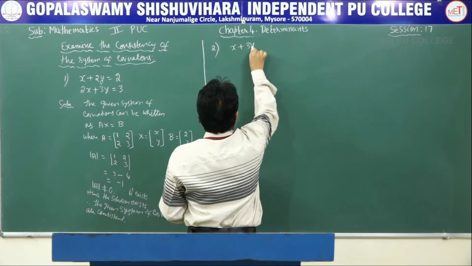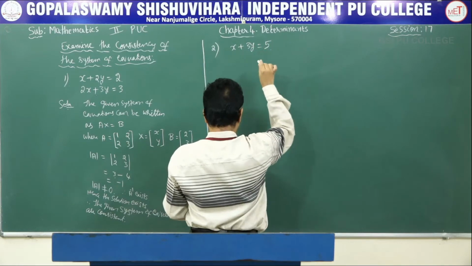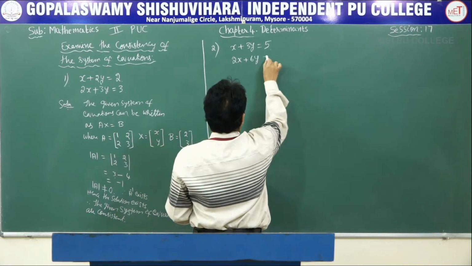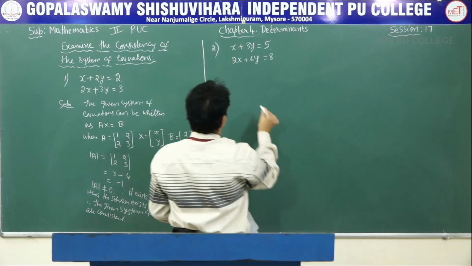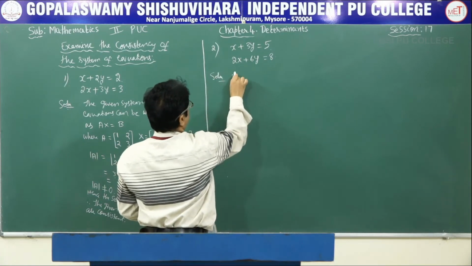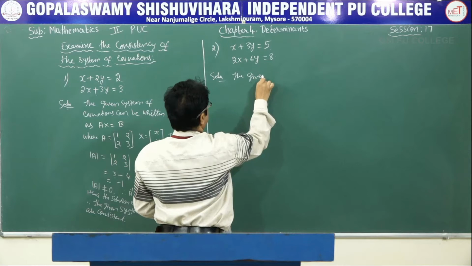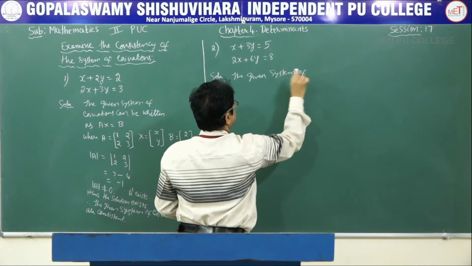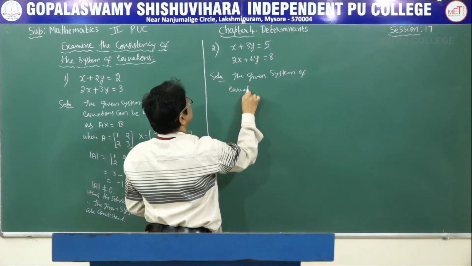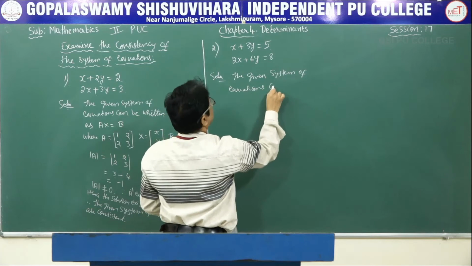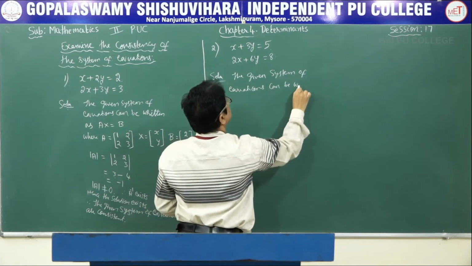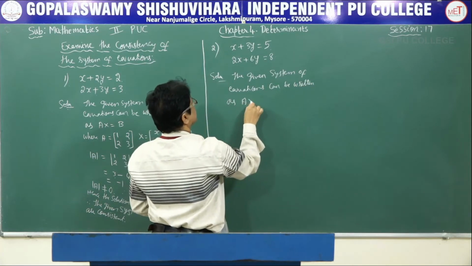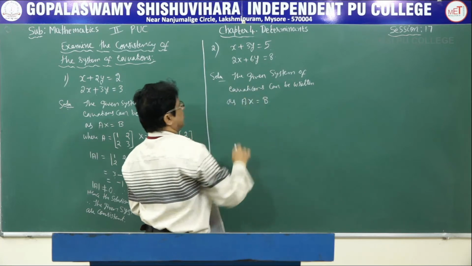Next problem: x plus 3y is equal to 5, 2x plus 6y is equal to 8. The given system of equations can be written as Ax is equal to B.